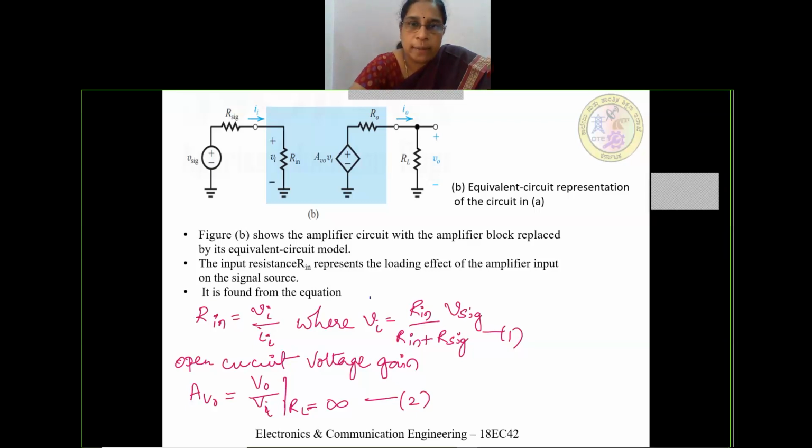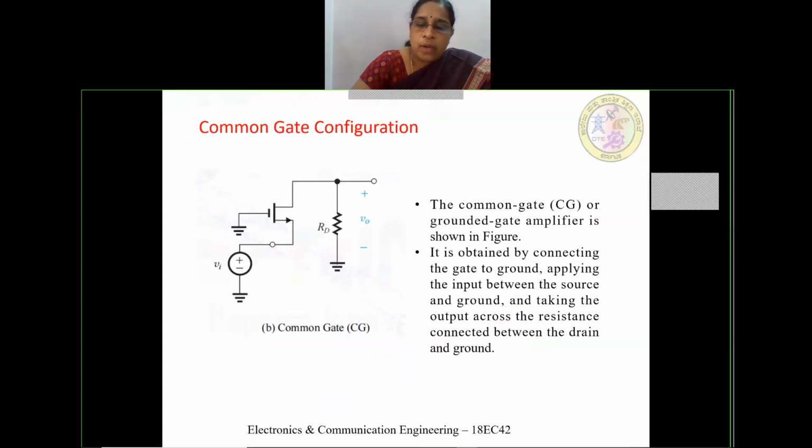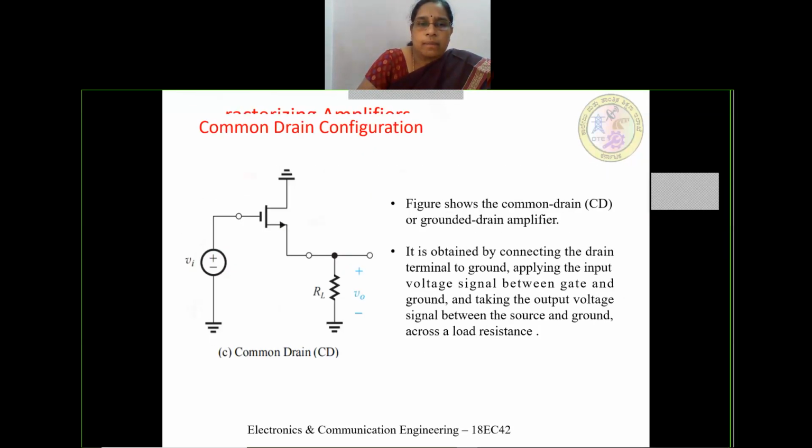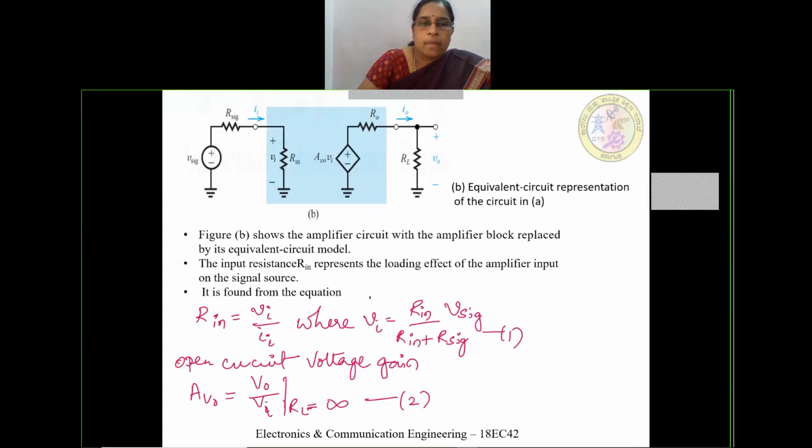Where is this V naught in the circuit diagram? V naught is measured across the load resistor RL. Here the condition is there: in order to say that our voltage gain is an open circuit voltage gain, RL is equal to infinite. Assume that RL is almost disconnected. So RL has an infinite value, which means that part is open circuited.